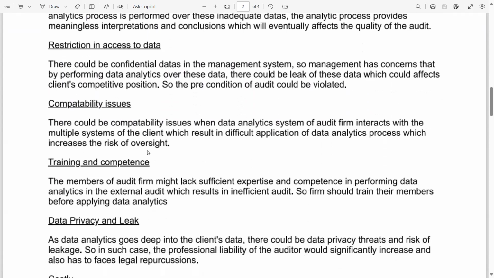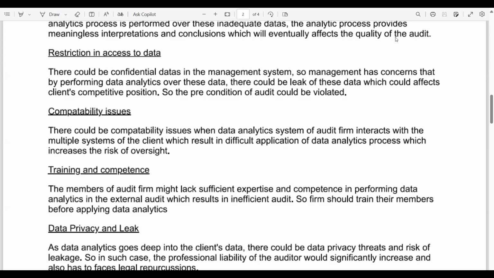Now, restriction in access to data. There could be confidential data in the management system. Yes, it is. So the management has concerns that by performing data analytics over this data, there could be a leak of this data which could affect the client's competitive position. So the precondition of audit could be violated. Now, compatibility issues. Yes, this can be one of the most important.